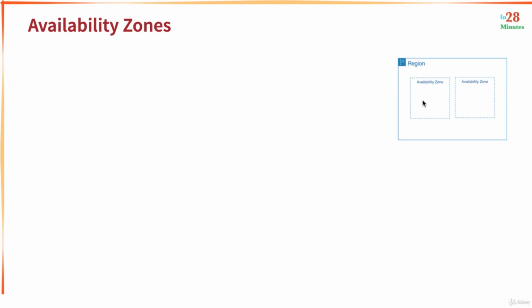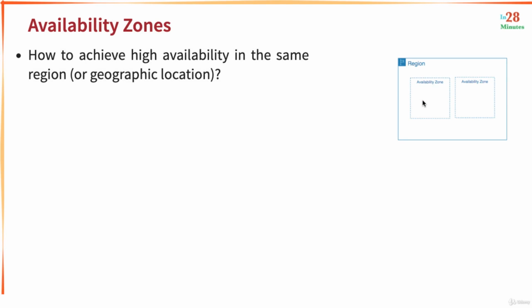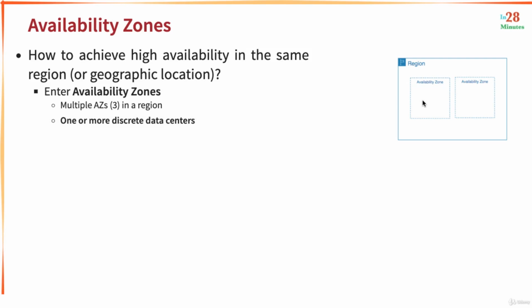What is the need for zones? How do you achieve high availability in the same region? That's where availability zones are very useful. Azure provides multiple availability zones in some of the regions. Each availability zone is one or more discrete data centers. Each availability zone has independent and redundant power, networking, and connectivity. So the chance that two availability zones simultaneously fail is very, very rare.